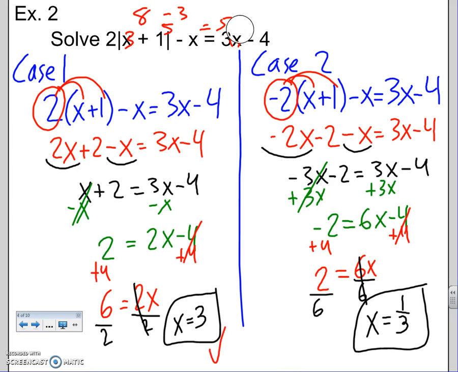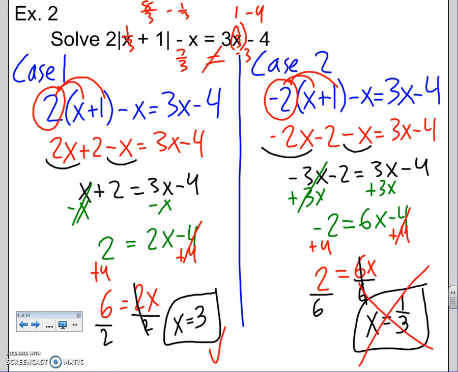That checks out. That's good. If I try the right side, 1/3. Let's see, 1/3 plus 1 is 4/3 times 2 is 8/3. 8/3 minus 1/3 gives me 7/3 on the left side. Right here, that's 1/3. 1/3 times 3 is 1. Minus 4 is negative 3. Now those are not the same, so this does not work. This solution failed. So this one has one solution, x equals 3.